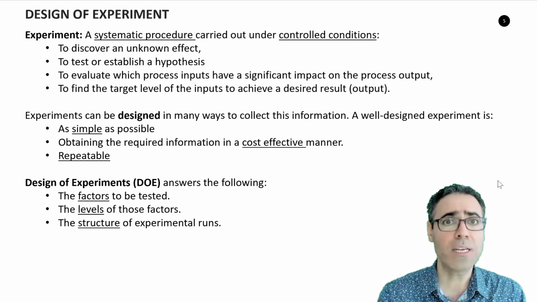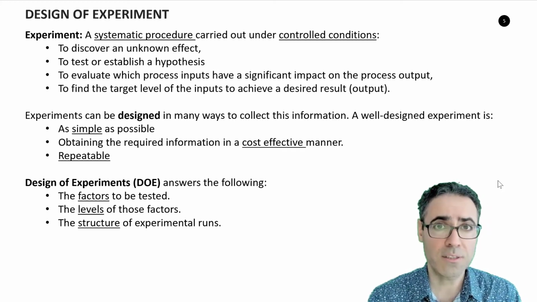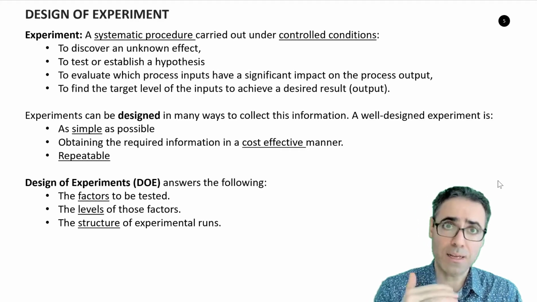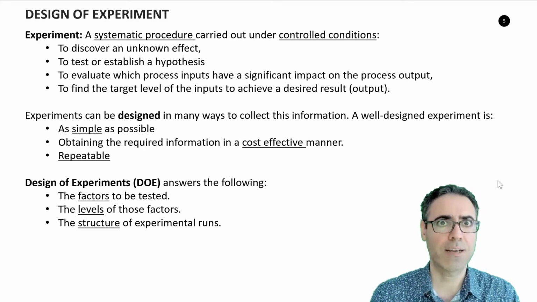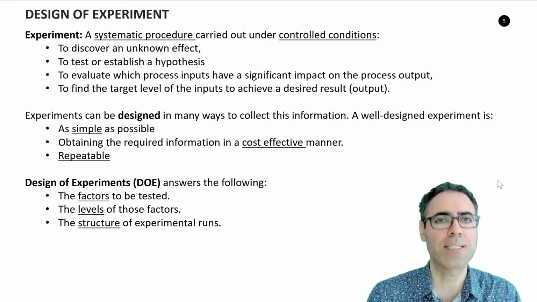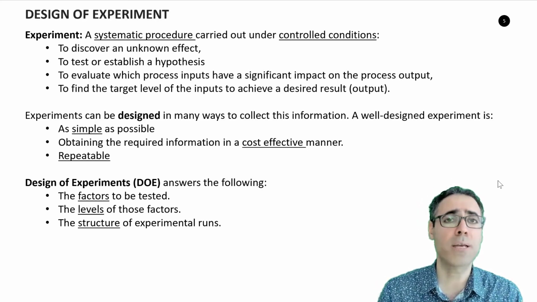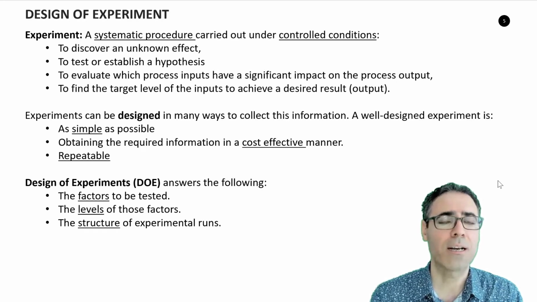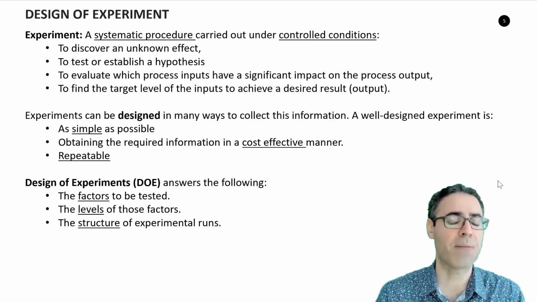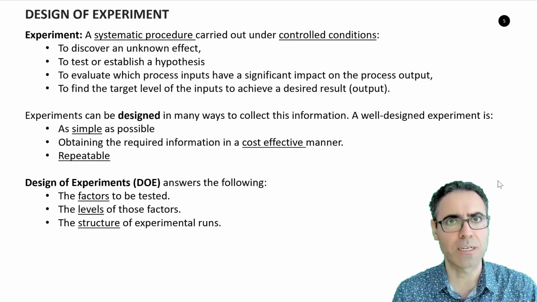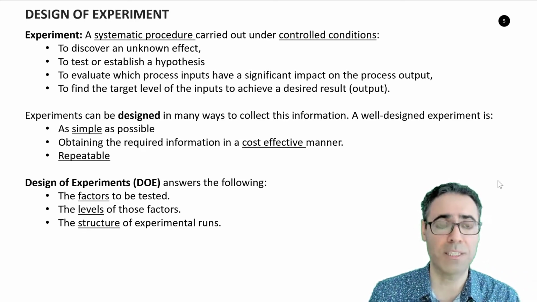So then DOE answers these three questions. Which factors we need to test? And factors here means parameters. And then at which levels? How should we change these parameters? Let's say we are doing an experiment that involves time and temperature: how should we change these parameters, the steps that we need to change the parameters, and also the structure of changing these parameters.